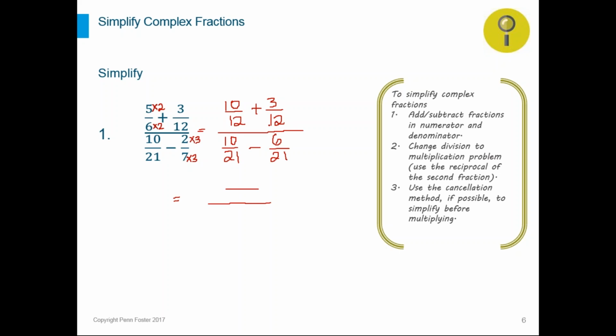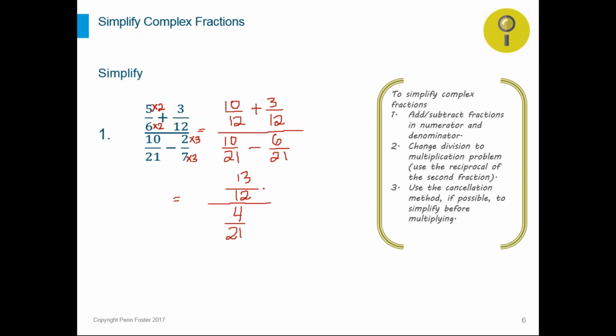So we have the same denominators, then we're going to keep the same denominators. Since we're adding, then add 10 plus 3 will give you 13 on the top. That's the numerator. The denominator is similar, it's just a subtraction problem. 21 as a common denominator, then 10 minus 6 will give you 4.